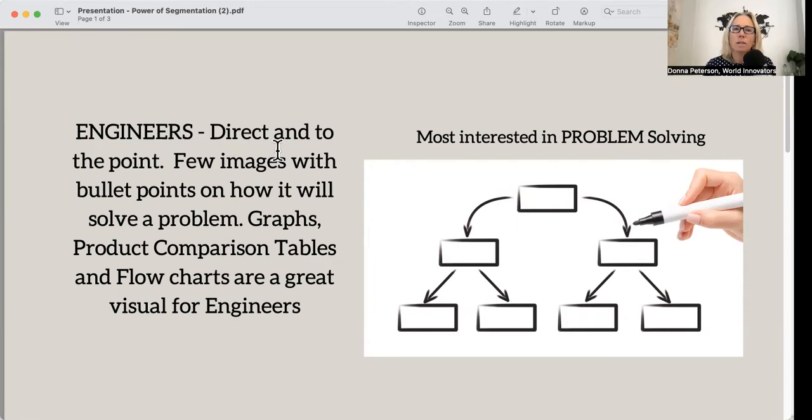And this is what I was talking about, changing up your marketing message so that it's in the right format, so that it makes it very digestible for them. If they can quickly digest your message, they'll be able to make a decision on whether they need it or not. So for engineers, like I said, don't put a ton of images. Have a few images, but have bullet points, and then have a chart of some sort that will show how it's going to solve their problem.